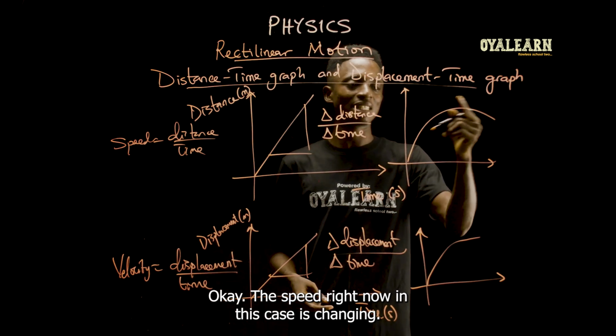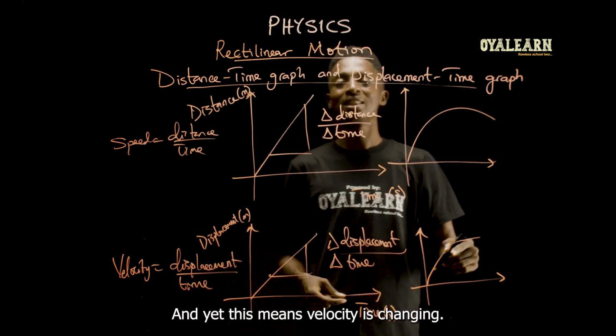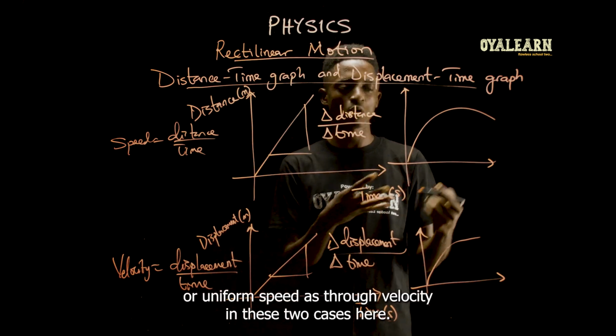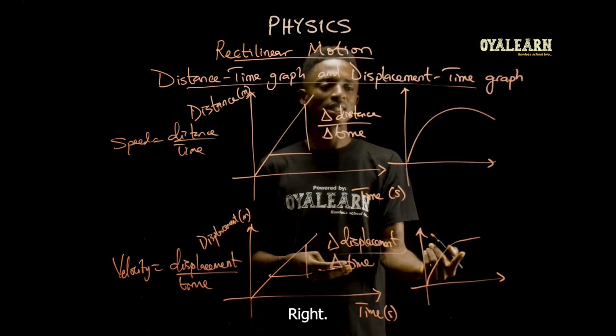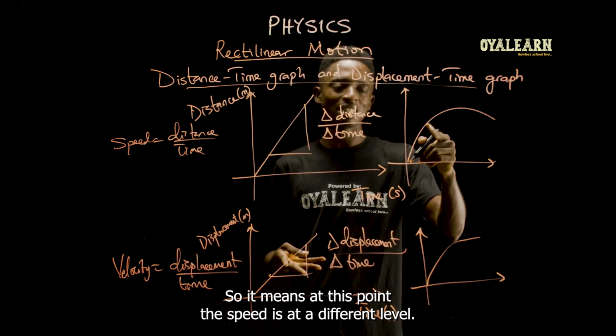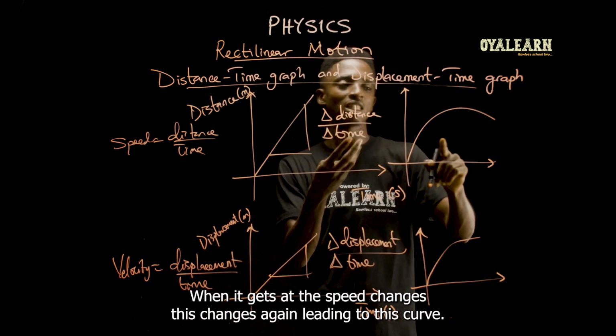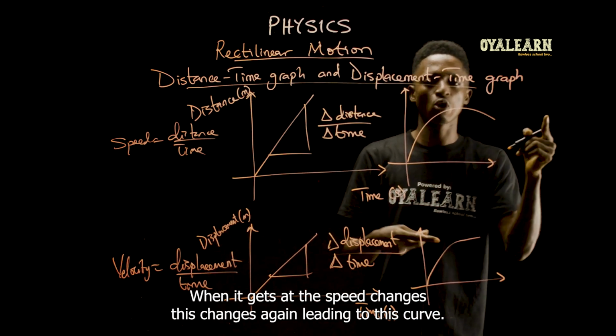Okay, the speed rather in this case is changing, and here this means velocity is changing. You don't have constant or uniform speed or velocity in these two cases here, right? So it means at this point the speed is at a different level. When it gets here, the speed changes again, leading to this curve, right?